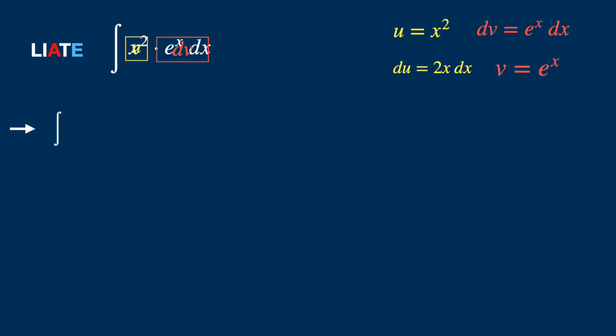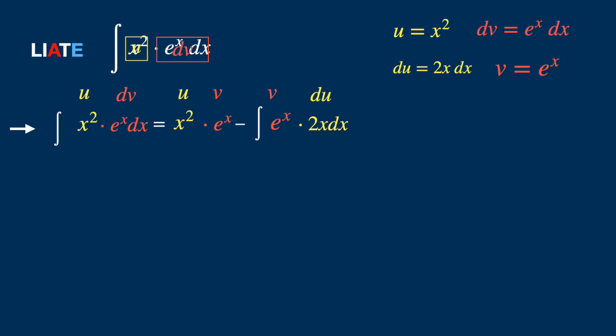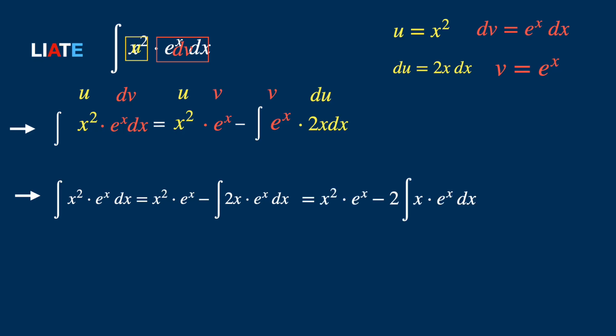So now, let's use integration by parts. u dv is x squared e to the x dx. uv is x squared e to the x minus integral of v du. v is e to the x, du is 2x dx. So when you have this, I just rearrange it, guys. Then look at the second integral, integral of x e to the x dx. First, we simplify, take out 2. Now look at the second integral right there.